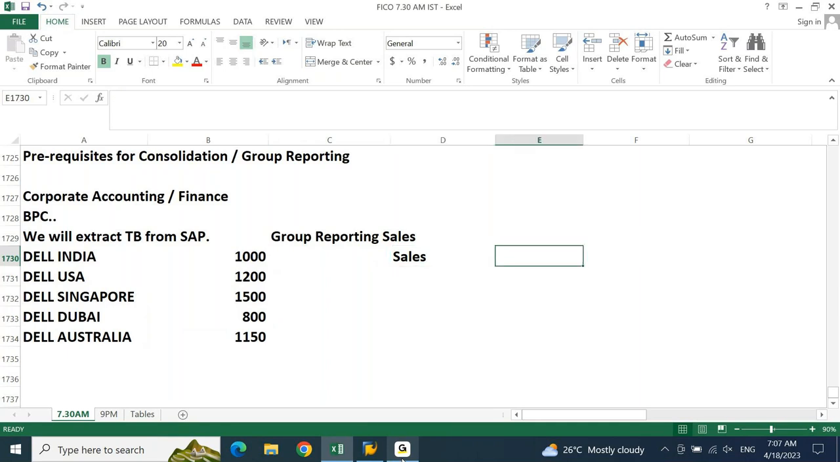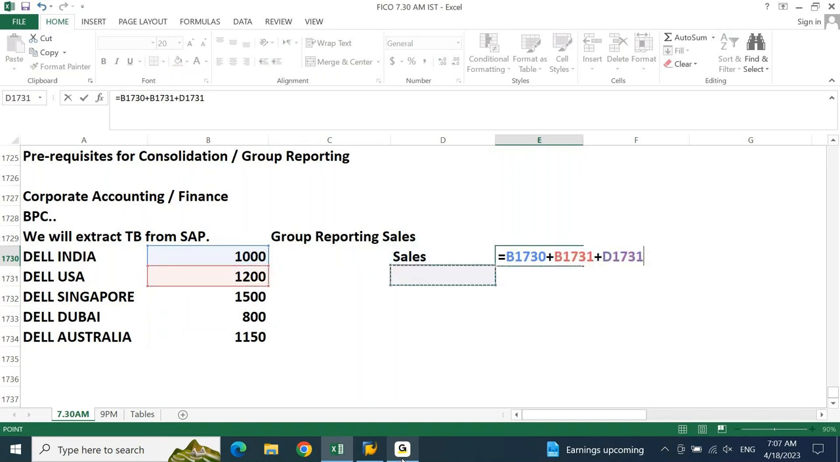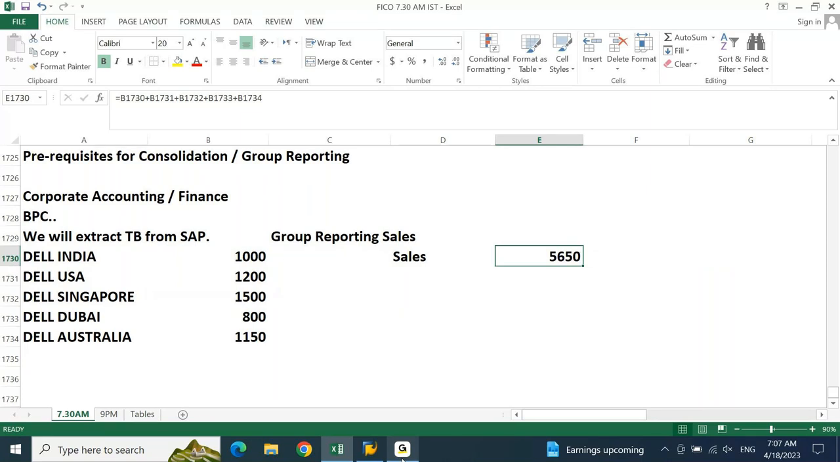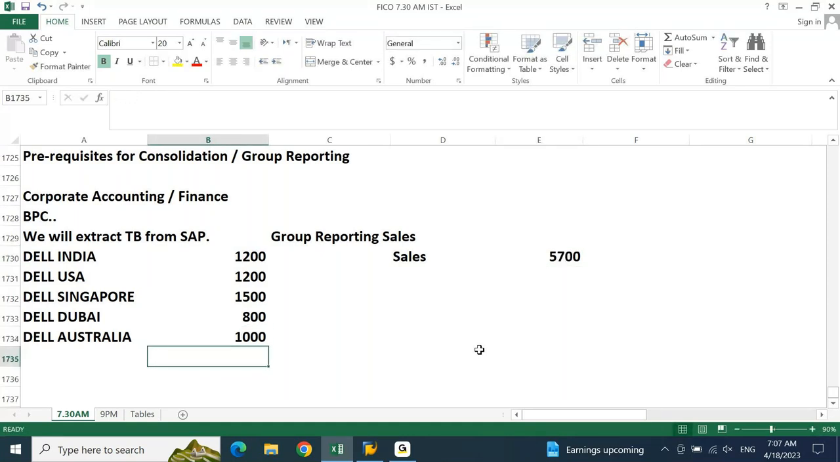Here, there will be a formula. It's always, let's say, this plus this plus this plus this plus this. This will be the sales. Automatically, your group reporting will show sales of 5,650. If this shows 1,200, this is automatically updating to 5,850. If I change this to 1000, 5,700, if I change this to 900, it is being updated immediately. Correct? Now in your group reporting, this is how you are going to prepare your financials.